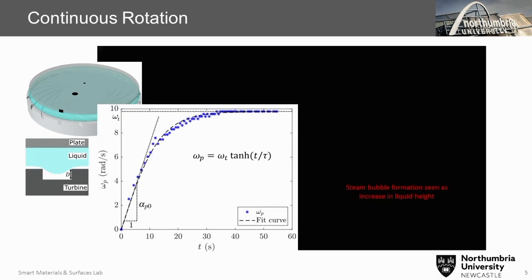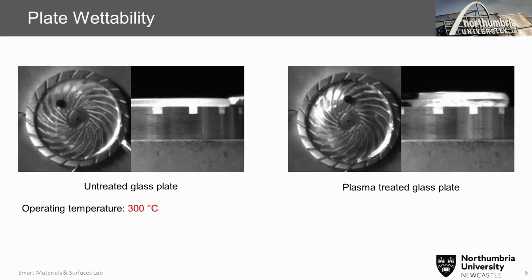And that also defines two limits. At very long times, we get a constant angular speed given by omega t. And at initial times, we can get the angular acceleration from the slope, which would give us an indication of the torque.